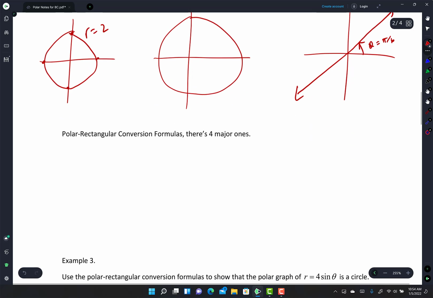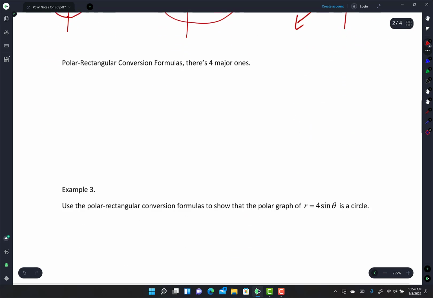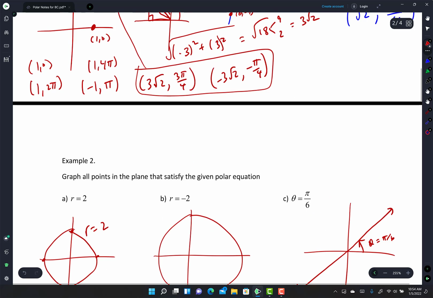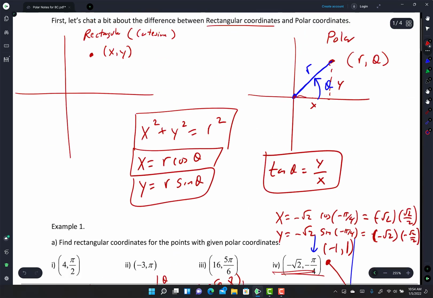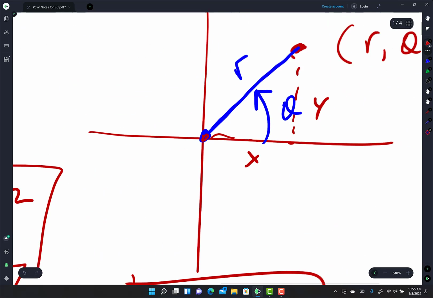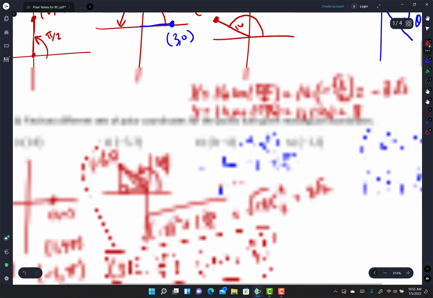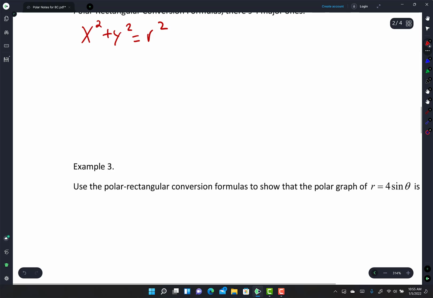All right. So polar rectangular conversion formulas, there are 4 major ones. And we just talked about it in the front of the page. So here are the 4 major ones. X squared plus y squared equals r squared. Why is that one of them? Well, it's easy to see because, remember, the r starts at the origin. So just by looking at that, x squared plus y squared equals r squared all the time. And then from there, you can get the other two as well.